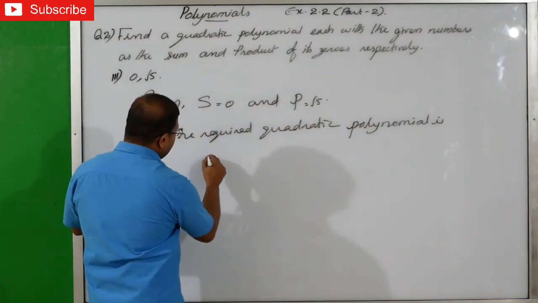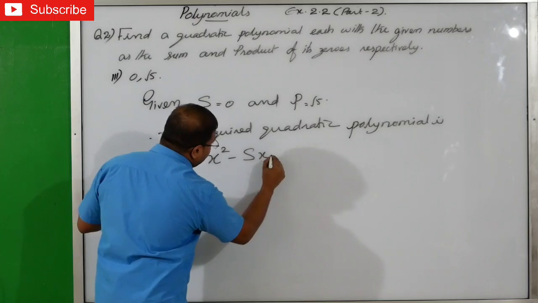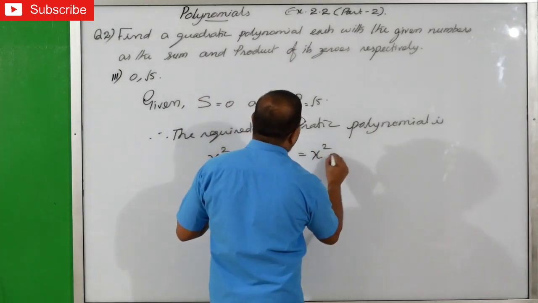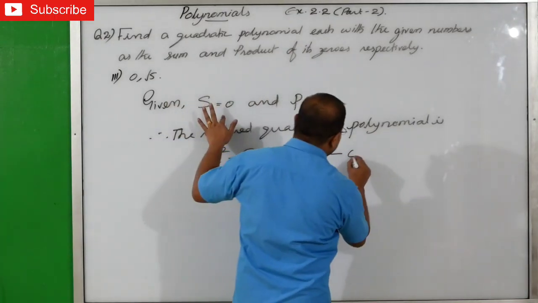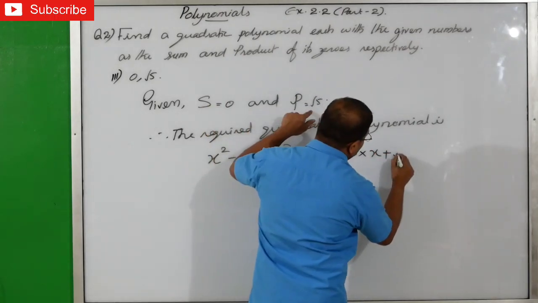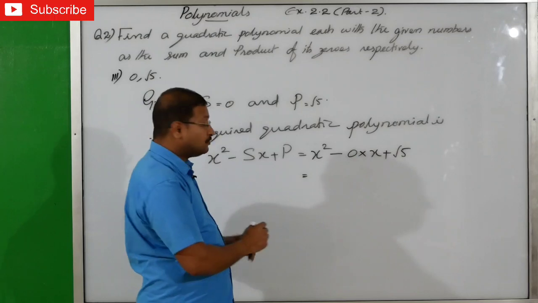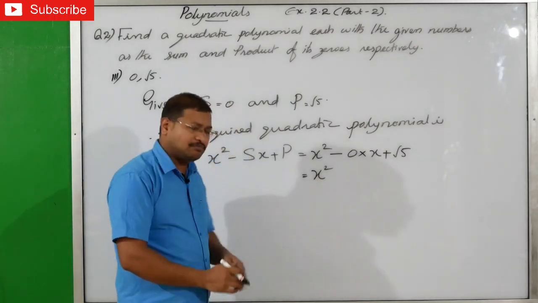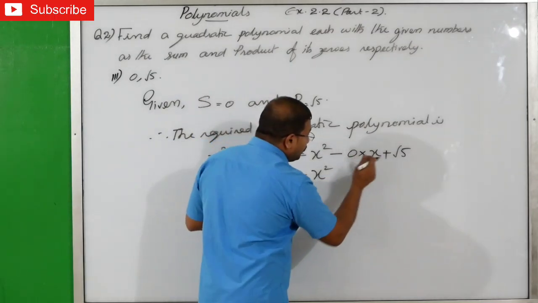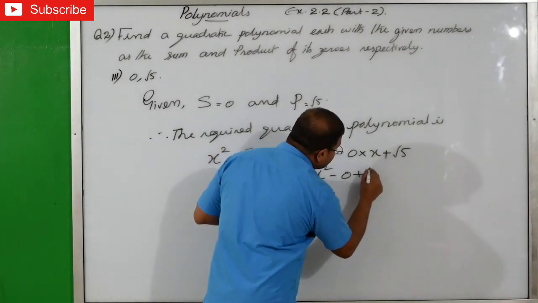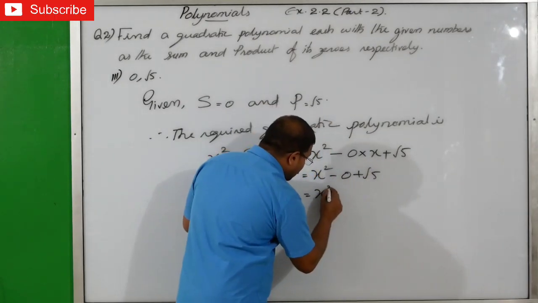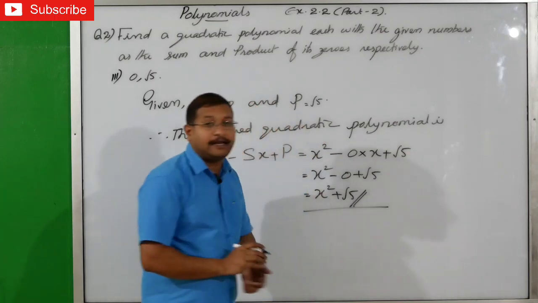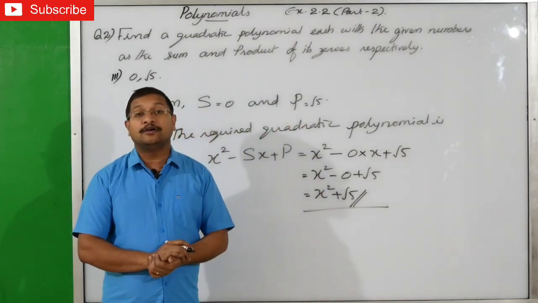What you will write? Polynomial is x square minus sum of the zeros into x plus product of the zeros. That means x square minus sum means what you will write? 0. So 0 into x plus product is root 5. 0 into any number is 0. That means minus 0 plus root 5 equals, x square minus 0 means no need to write, that means plus root 5. So your required quadratic polynomial is x square plus root 5.